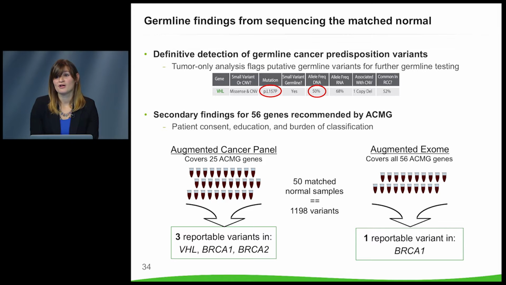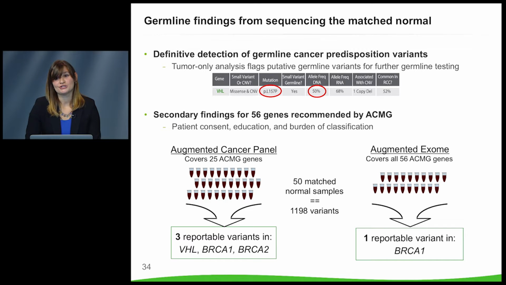Sequencing the matched normal may also reveal secondary findings that need to be handled appropriately. The American College of Medical Genetics recommends that pathogenic findings in a set of 56 genes should be reported. Now, this adds considerable burden on the physician in terms of proper consent and education before and after testing. And classifying germline variants in these 56 genes poses additional burden.